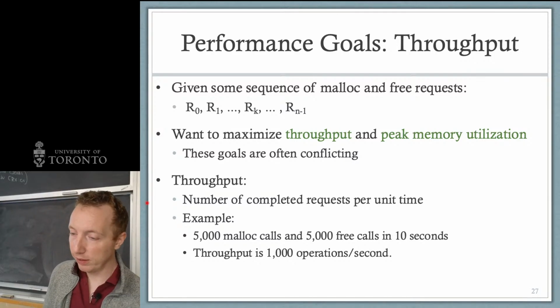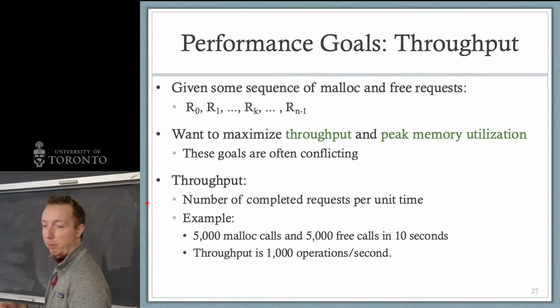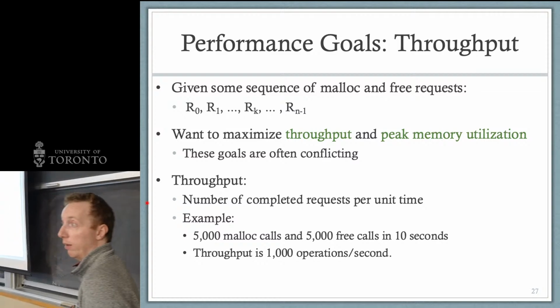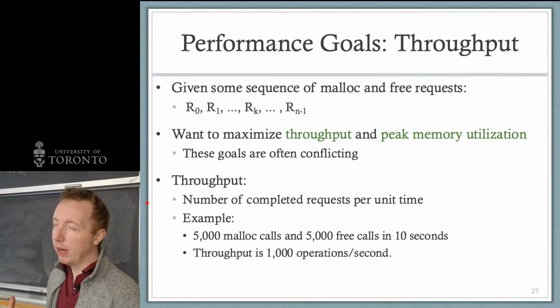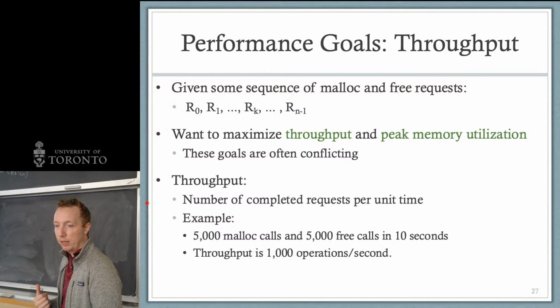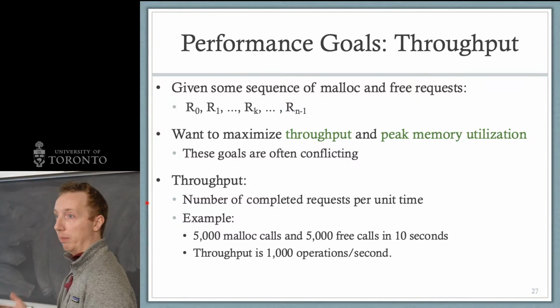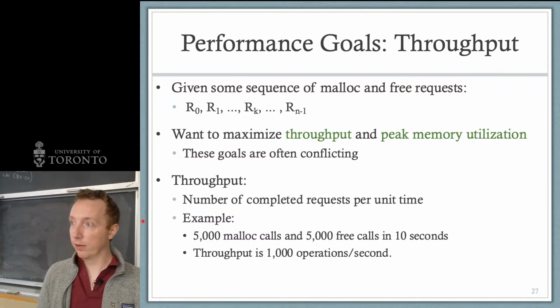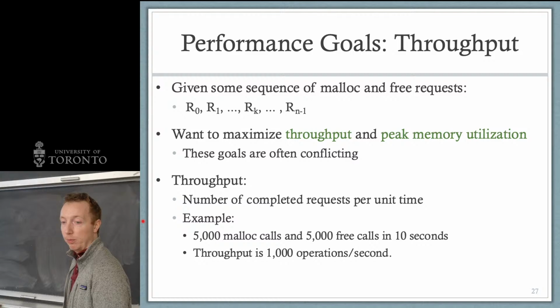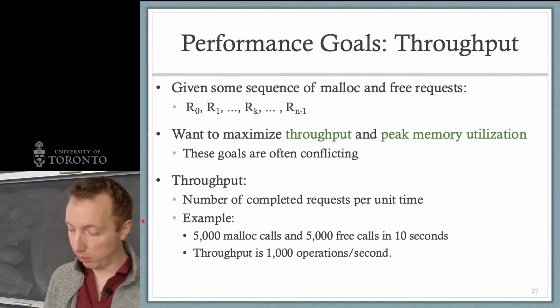So throughput is simply the number of requests per unit time. So if I have 5,000 mallocs and 5,000 frees all in 10 seconds, that means I have a total of 10,000 operations over 10 seconds. So if I just divide them, that is 1,000 operations a second in throughput.